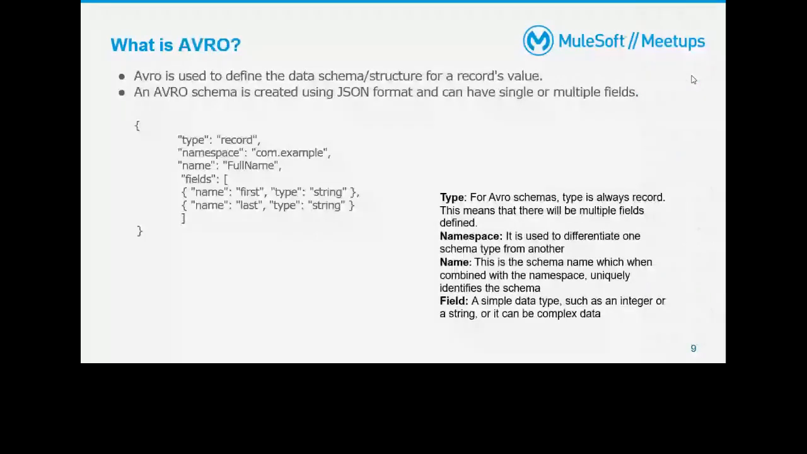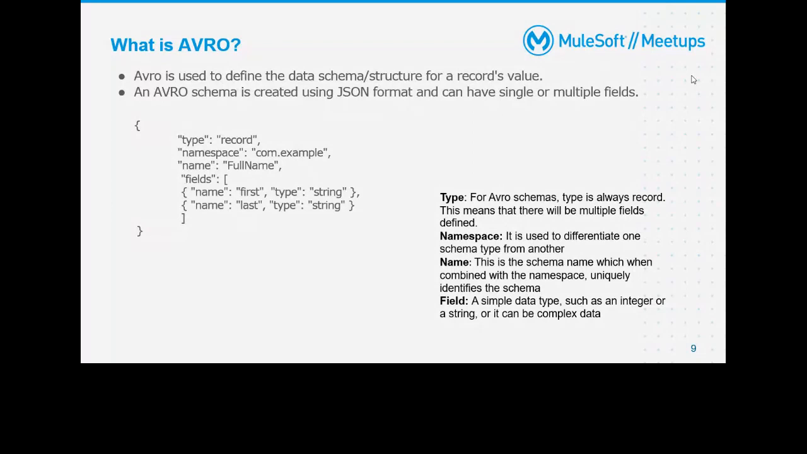Avro, on the other hand, is created using the JSON format and can have a single or multiple fields. So Avro is used to define the structure of the data. As a whole, I can say Avro is a generic schema against which we can validate our incoming or outgoing payload so that we can be sure that it is of the required format.